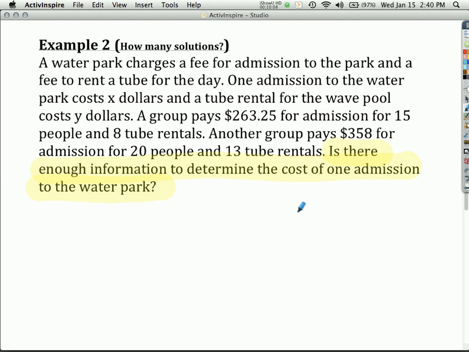Renting a tube does cost money, so I'm not making that up. But it is possible that the information would not be set up in a way that we would actually be able to find those pieces of information. They exist, we just might not have enough information to find it. So our job is to figure out, is there enough information?